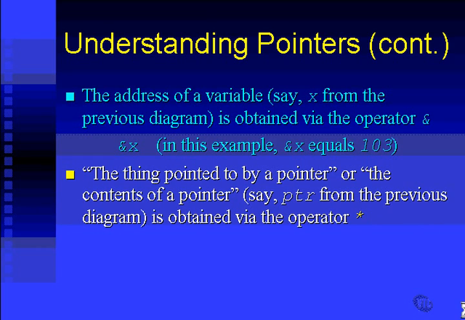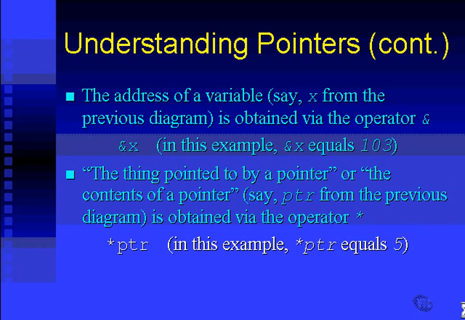In other words, the value of the thing pointed to by the pointer, and we'll use PTR from the previous diagram. You get that through the operator asterisk, or star. Some people say star, some people say asterisk. Doesn't matter. Anyway, the way you write it is star PTR. It's another operator, and it looks like this: star PTR.